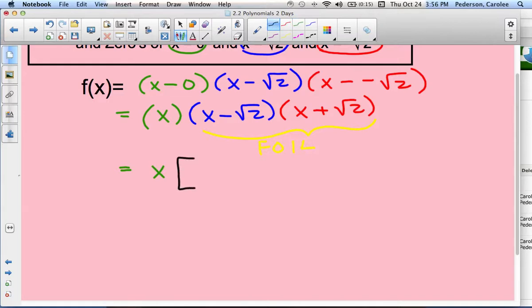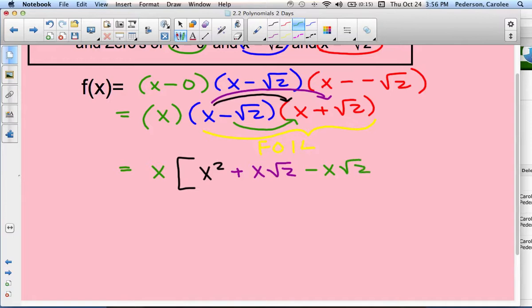Be very careful when you FOIL here. X times x is x squared. X times square root of 2 is plus x square root of 2. Now we go to the inside. Negative square root of 2 times x is negative x square root of 2. Then we'll go to last. Negative square root of 2 times positive square root of 2 is negative square root of 4.